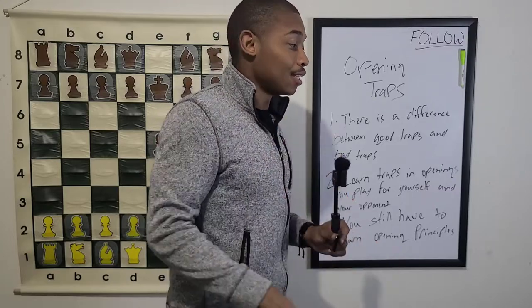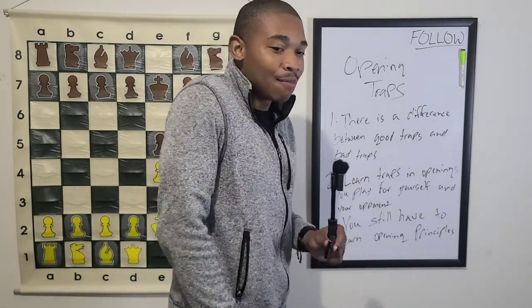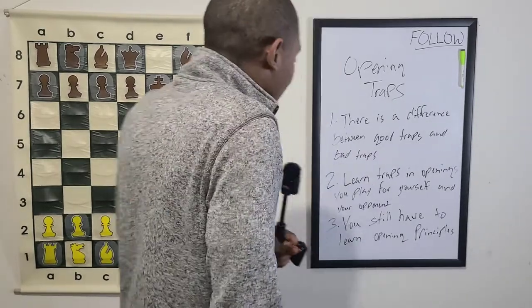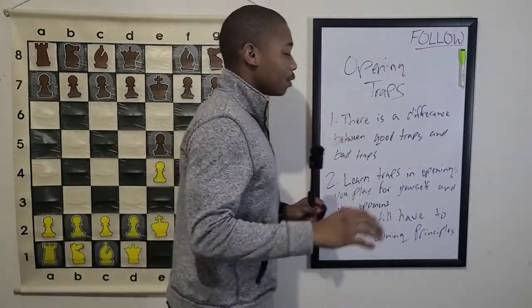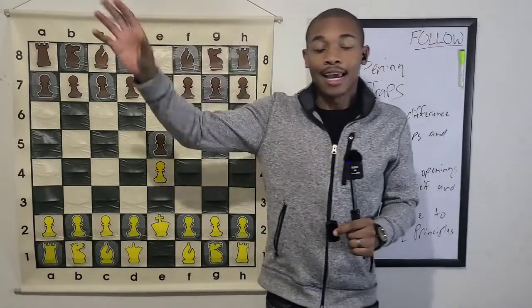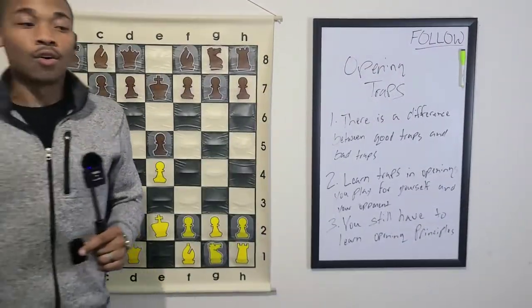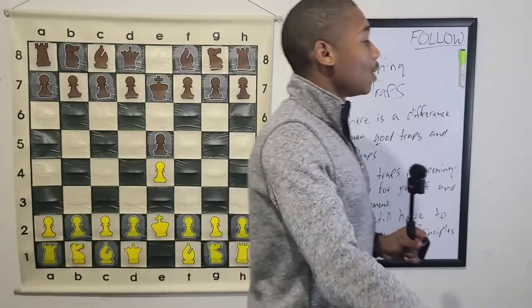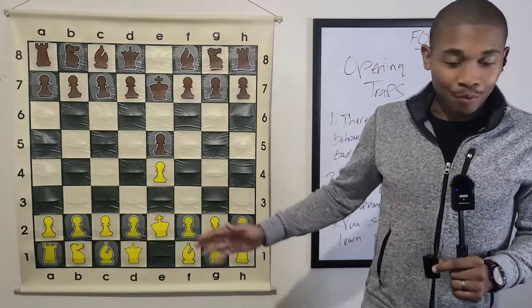If you're doing that and the chess engine is already against you, they're like, dude, why are you playing that? Then you're playing a bad trap. Play better ones. And then the third thing is you still have to learn opening principles. The trap shouldn't be plan A, and then you don't have plan B, plan C, plan D. I'm not going to go through the whole alphabet, but you should have plans all the way to Z, all the way to whatever letter ends the alphabet, okay?